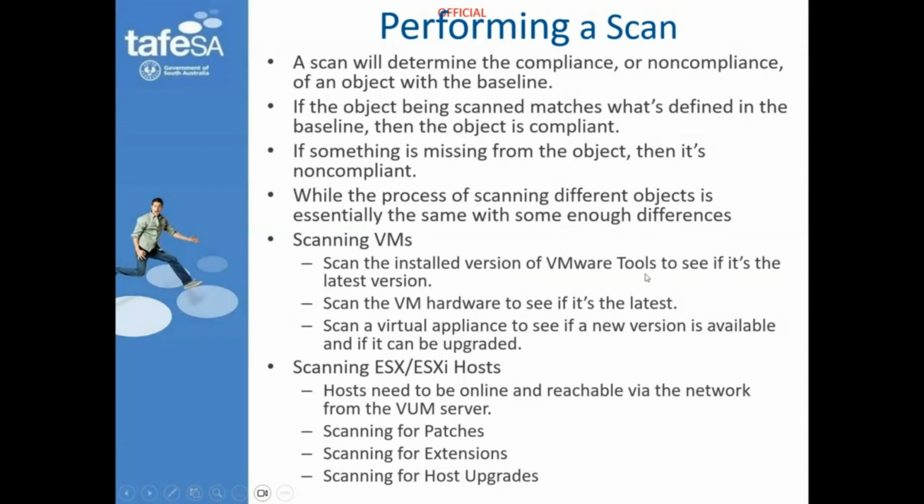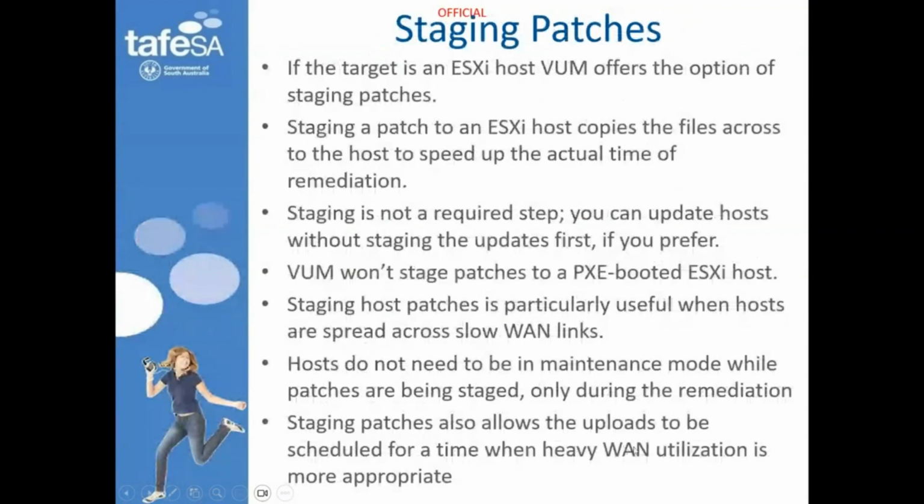So scanning VMs, they're only scanning for the VMware tools and the virtual hardware. When you scan a virtual appliance, you're just seeing if there's a newer version of it. So for example, our vCenter is a virtual appliance, isn't it? So it's just checking if there's a newer one. But more importantly, for us, for assignment one, for scanning the ESX and ESXi hosts, the host will need to be online. Each of the hosts, obviously, you can't scan them if they're not online, and they need to be reachable. And we're scanning for patches, for any extensions or any upgrades, depending on what we put in the baseline.